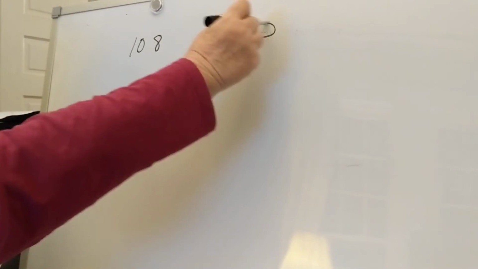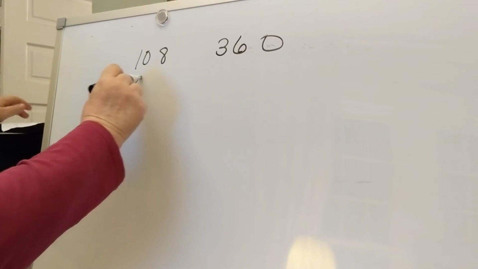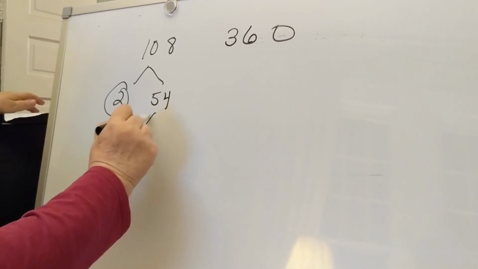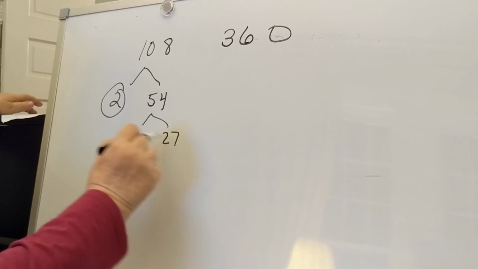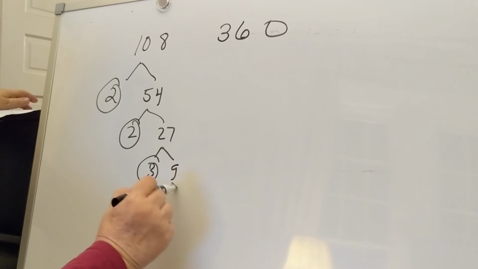We have one more of these. All right, D is 108 and 360. I think I'll do a different method. Instead of the slide method this time, I think I'll do a factor tree. Let's see, 2 times 54, 2 times 27, 3 times 9, 3 times 3.